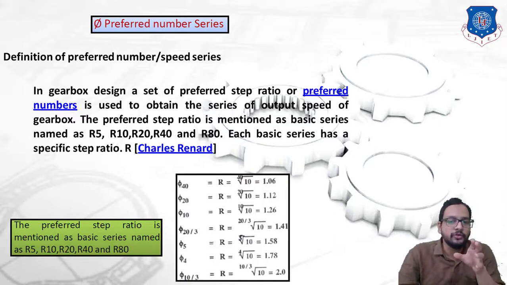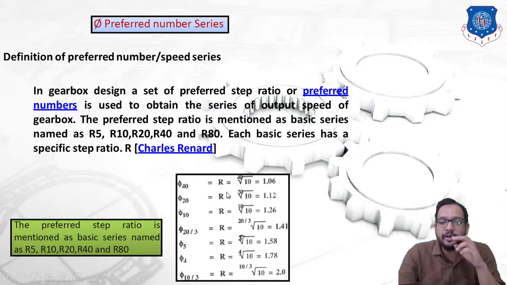Now, how can we do that? You can see I have shown one box in which it is given R40. So R40 can be written as phi 40, where 40 is in subscript, and it is equal to the 40th root of 10. If we find this out, it comes to 1.06. Similarly, if R20 is given in the data, it means phi 20.